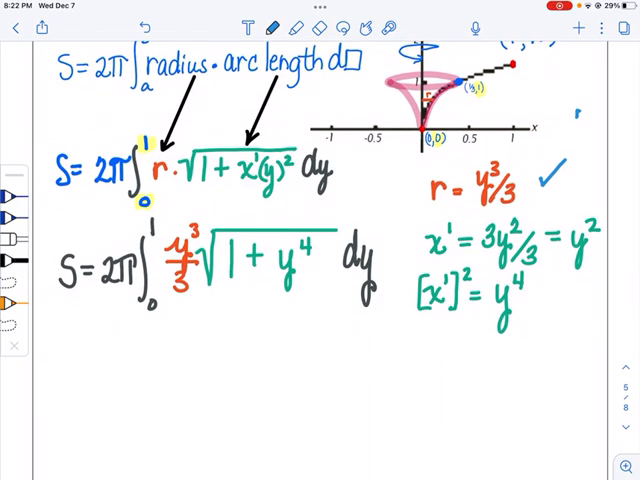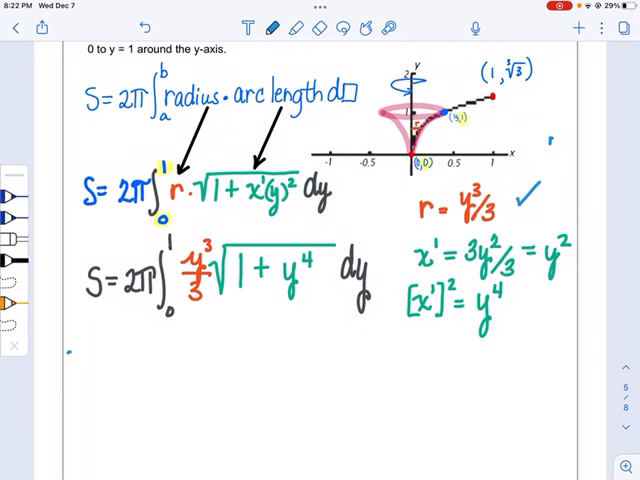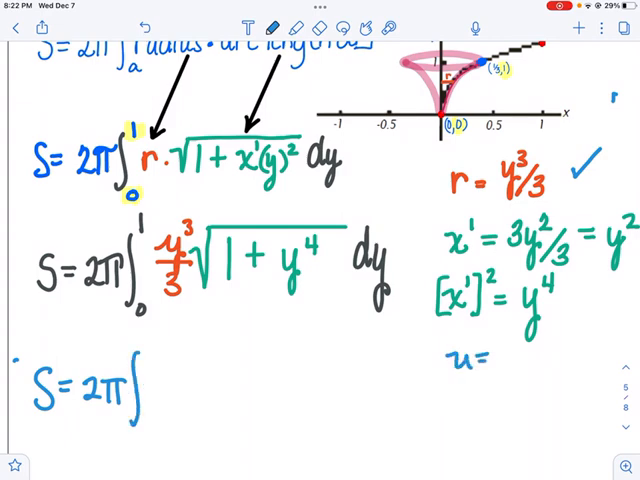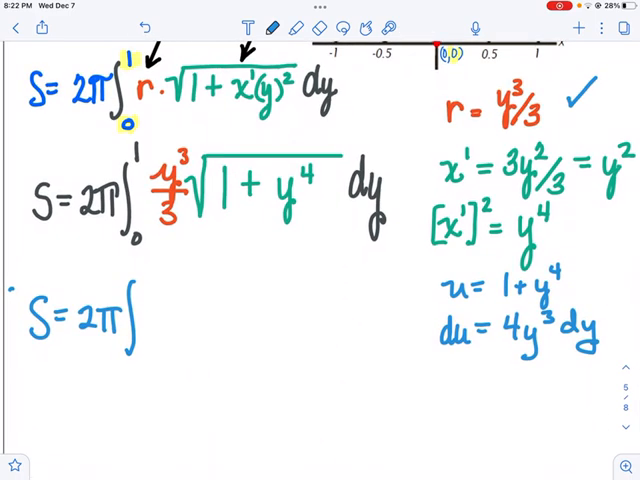So now what I'm going to do is, this is one that you could do by hand. This would be that typical kind of problem that you would walk all the way through. So we get s is equal to 2 pi. And then I'm going to leave this integral here from 0 to 1 for a second. I'm going to say u is equal to 1 plus y to the fourth. And then du is equal to 4y cubed dy. So then I've got a y cubed there.